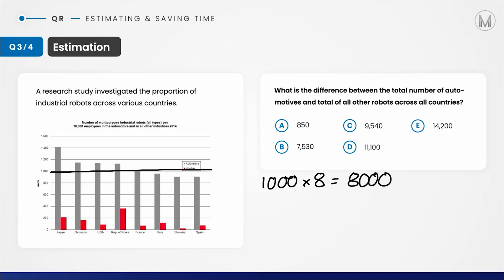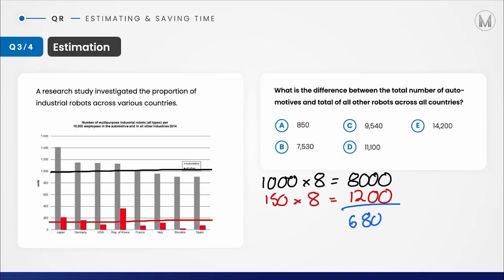Next thing we're going to do is think of the total of those reds. I think the average for those reds is probably going to be below 200, maybe about 150. So let's do 150 times 8, and that's going to equal 1,200. Then taking the subtraction, the difference between those gets me to 6,800.